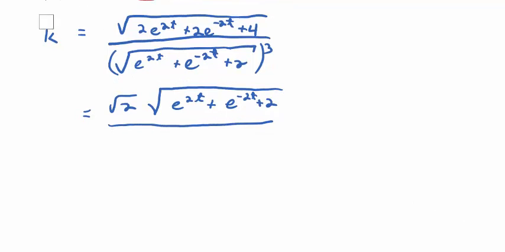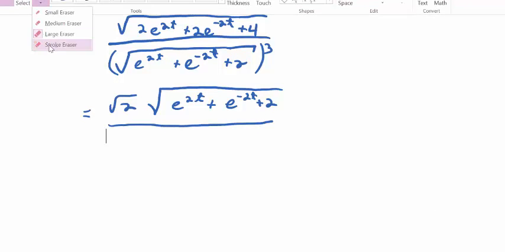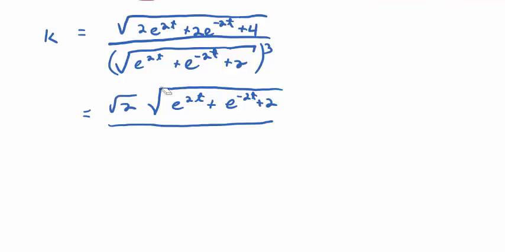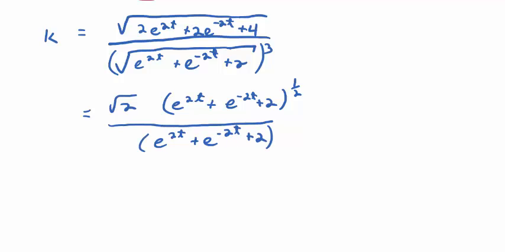maybe I'll rewrite instead of writing this as a square root up top, maybe I'll write it to the 1/2 power so we can really see what's happening in the next step. And then maybe I'll write this one to the 3/2 power. So when you take a square root cube, that's a 3/2 power. So e to the 2t plus e to the negative 2t plus 2 to the 3/2 power.